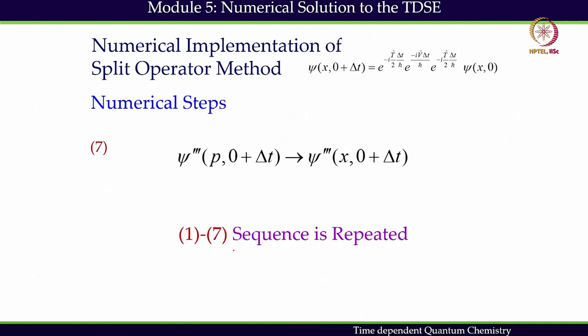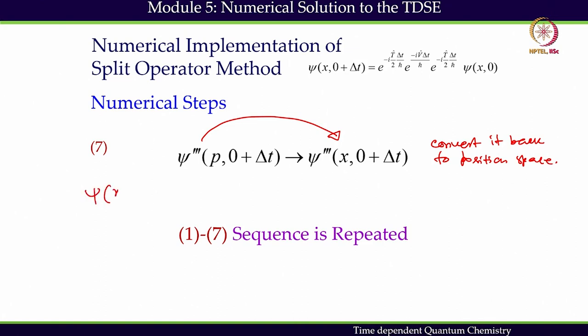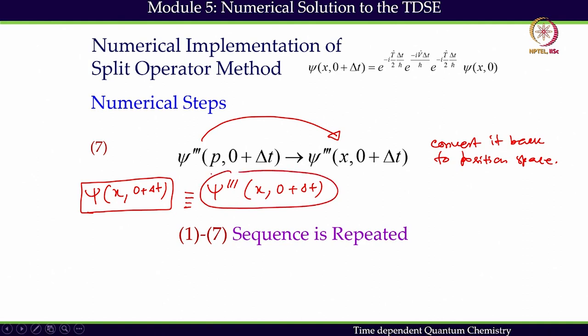Once we do that, finally I get this wave function, and it needs to be converted back to position space. So what I get is psi(x, 0 plus delta t). The first propagation due to delta t is actually represented by this wave function at x, 0 plus delta t. So this wave function is representing the first propagation for delta t.